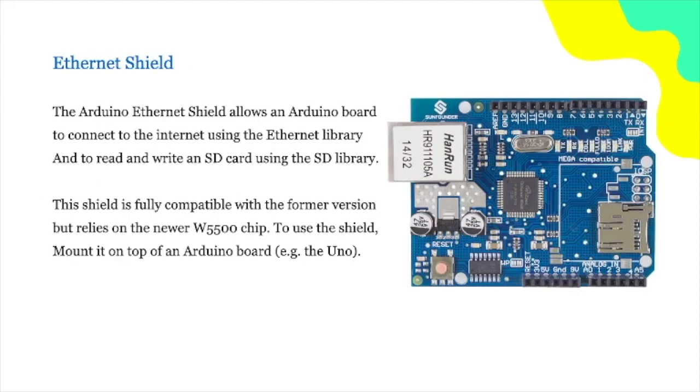After that, Ethernet shield. The Ethernet shield basically allows the Arduino board to connect to the internet using the Ethernet library and to read and write an SD card using the SD library. The Ethernet shield is fully compatible with the former version, but relies on the newer W5500 chip. To use the shield, mount it on top of an ordinary board. So here is the Ethernet shield.